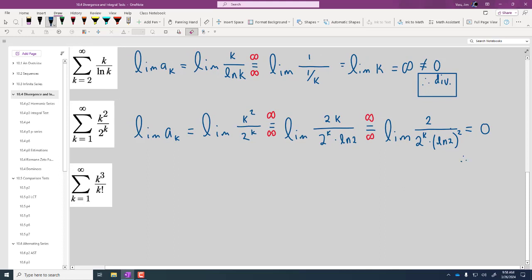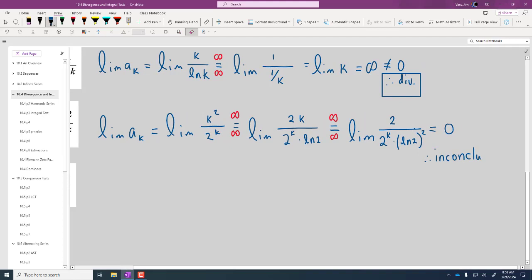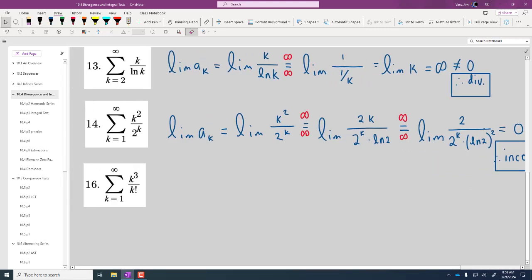So what's our conclusion? Indeterminate. Yeah, it's inconclusive. So that is inconclusive. If we get a 0, that means we don't know whether it converges or diverges.